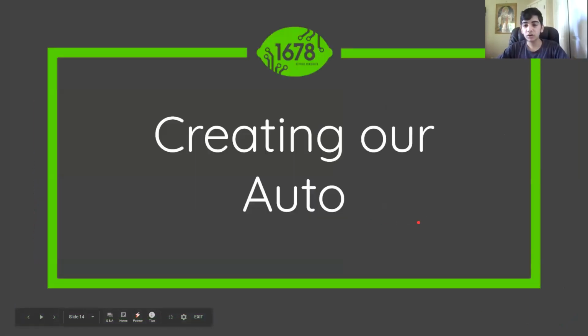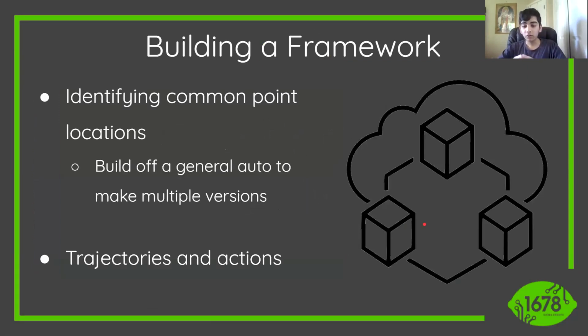So now we get into actually creating our autos. So to create our autos on 1678, we have to identify common point locations. This means that we build off of a general auto to make multiple versions that we can use throughout the season. As I discussed, in this last example, we had 4 autos, right? We had 2 right side autos and 2 left side autos. Of course, however, the intaking for both sides was going to be the same. Some of the point locations for intaking the next 3 balls was also going to be the same. The only difference we actually had was the position of shooting that we had for the autos, right?